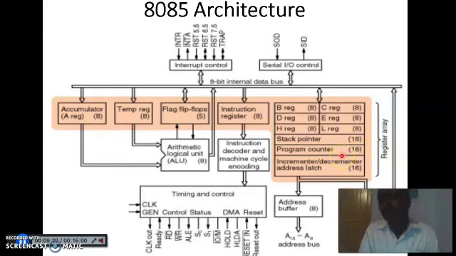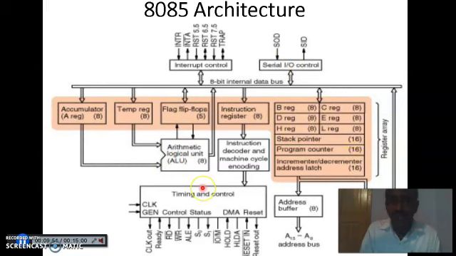Next one, program counter. It is a 16-bit register. It contains the address of the instruction being executed at the current time. So, the first functional block is the ALU, next the instruction register, then the registers.